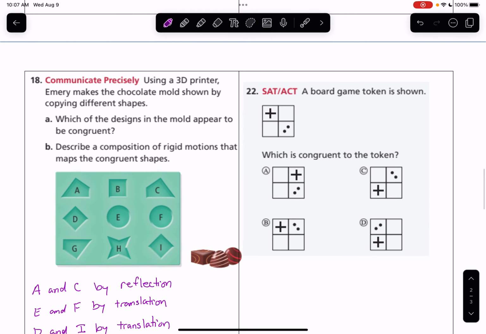And number 22, a board game token is shown, which is congruent to the token. This is a very easy question. There's lots of harder questions they could have given us for this, but C is obviously the one that's congruent to that token. All right, and that's it for 401.